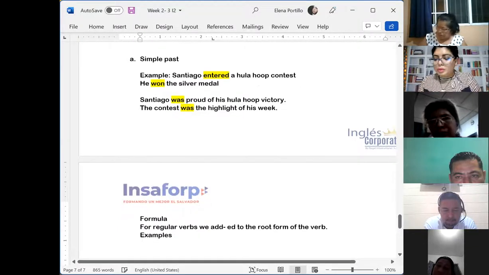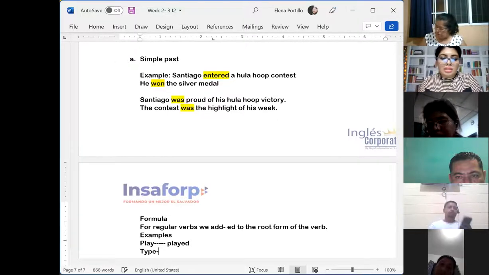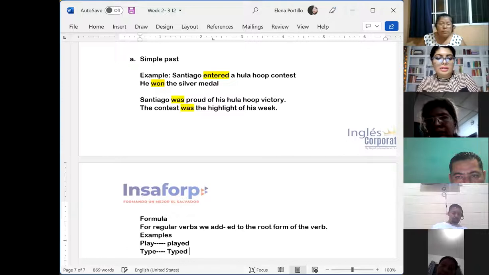And we have some examples. We have play, and we change to play it like this. Then we have type. In this case, the verb ends with an E. So we are going just to add the D at the end.